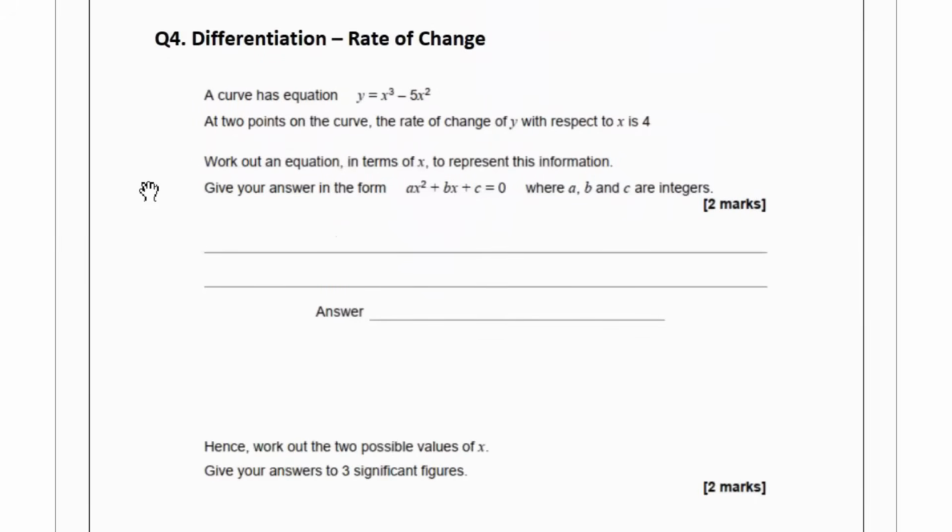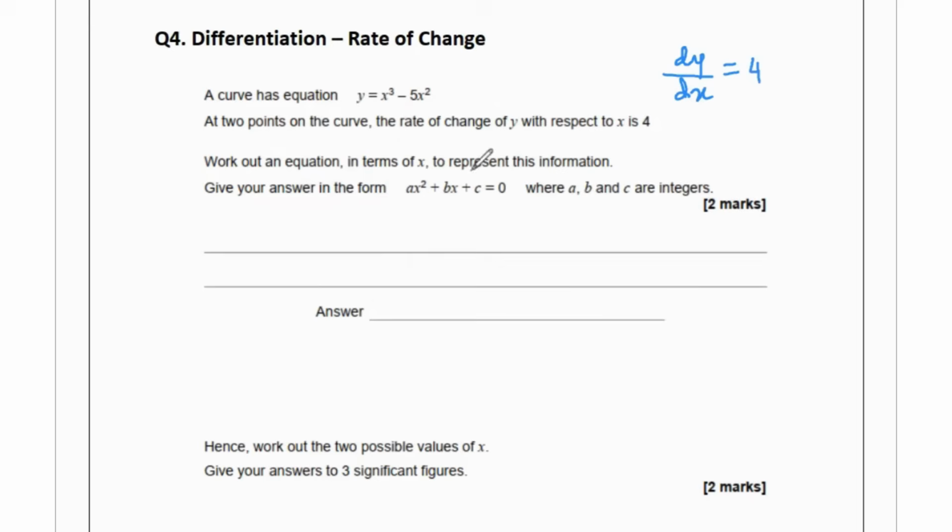Then differentiation. I heard that very little differentiation came, not a lot, which means more differentiation will come in this one. So we have a curve with the equation y equals x cubed minus 5x squared. At 2 points on the curve, the rate of change of y with respect to x is 4, which means the dy by dx value is equal to 4.